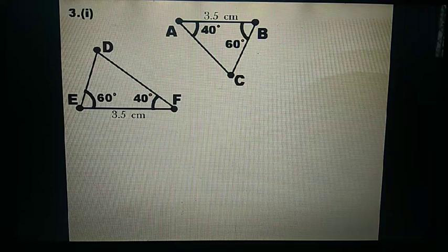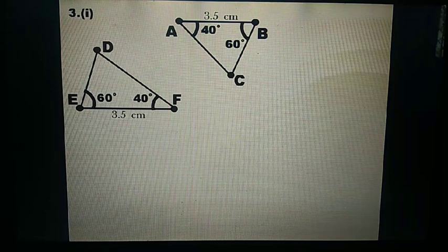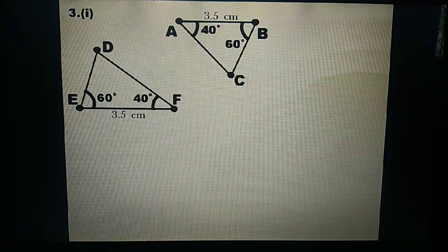Next, moving to question number 3. Figures are given to you and you have to find out whether, by applying the ASA congruence rule, the given pairs of triangles are congruent. If yes, then you have to write the answer in symbolic form.